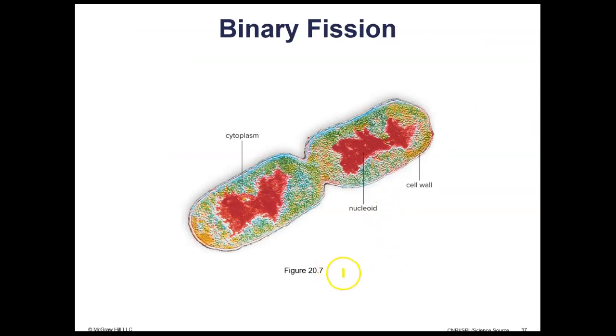This is an image of binary fission. It shows you the nucleoid region of the parent cell. It shows that the single linear chromosome, I'm sorry, I didn't mean to say linear. The single circular chromosome, which is shown in red in the nucleoid region, has replicated. So there's one here, and when that cell divides in half, each new bacterial cell is going to have a copy of it.